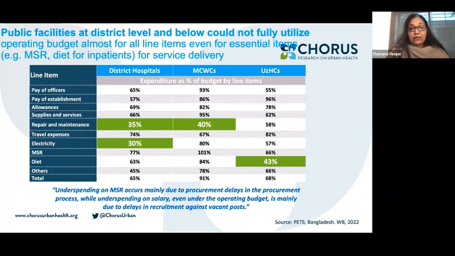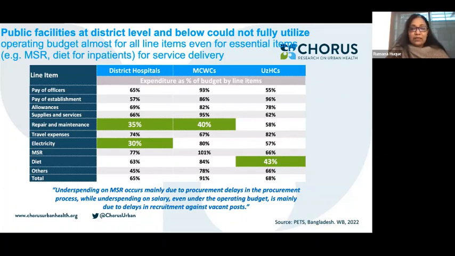So that really raises the question, because we always say that the equipment and others need maintenance, and even the building and infrastructure need maintenance. So despite the perceived need of repair and maintenance, at the district level, they could only spend 35% of their maintenance budget, and Upazila level also 58%, and the rest remained unspent. The electricity bill, they spent 30%.